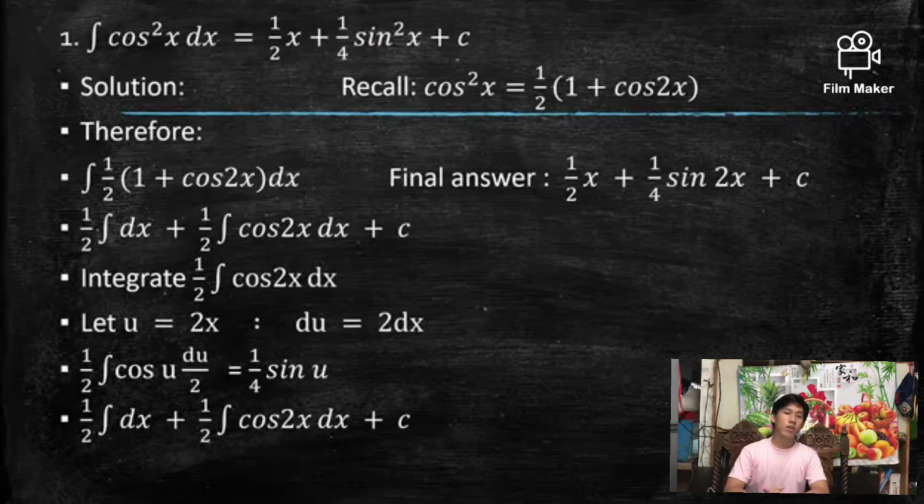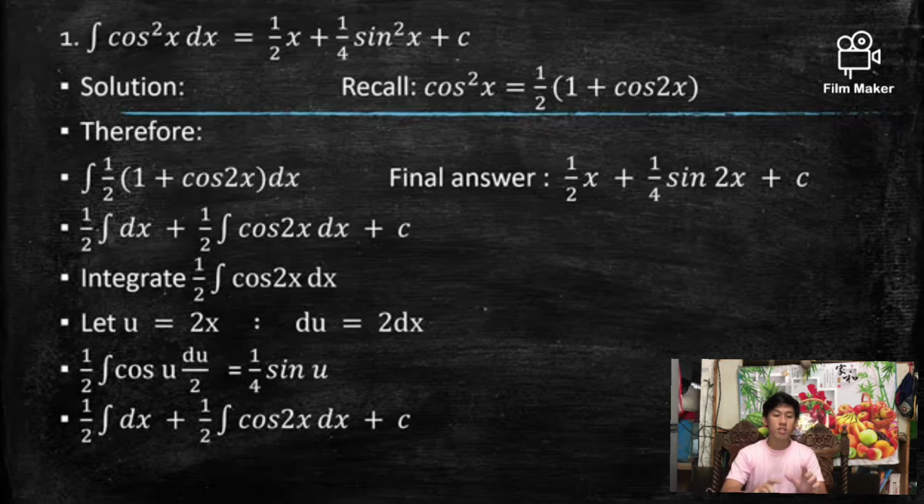For question number 1, we need to find the integral of cos squared x dx. For the solution, let us recall that cos squared x is equal to 1/2 quantity of 1 plus cos 2x. Therefore, the integral of 1/2 quantity of 1 plus cos 2x dx is now equal to 1/2 integral of dx plus 1/2 integral of cos 2x dx plus c. We just distribute the 1/2 and the integral sign to every element.